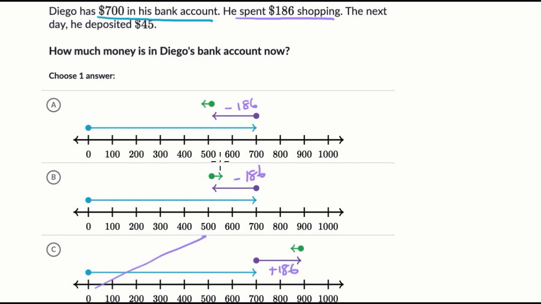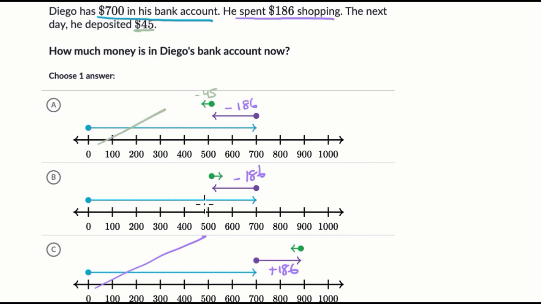And then after we subtract 186, this first choice is then, it looks like it's subtracting another amount. Maybe that's the 45 in green right over here. Let me put that in the same color. But if you're depositing $45, that should increase your bank account. So you shouldn't go down another 45. You shouldn't subtract 45. So I don't like this one.